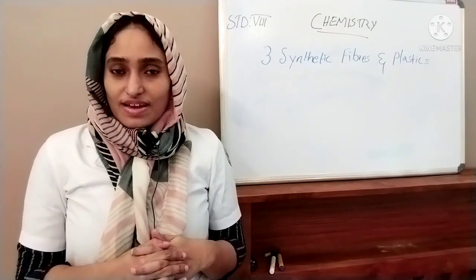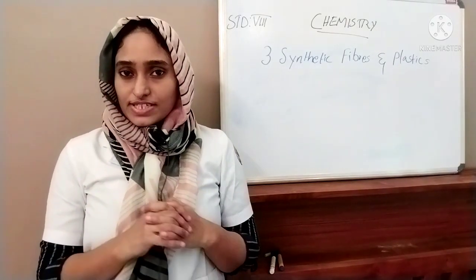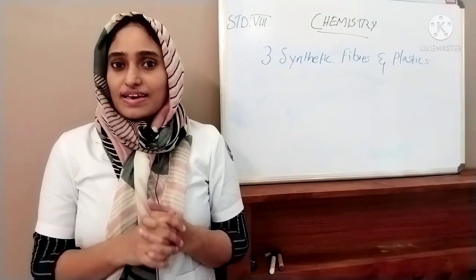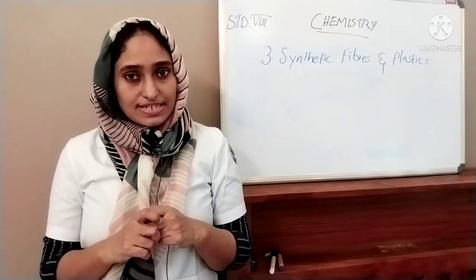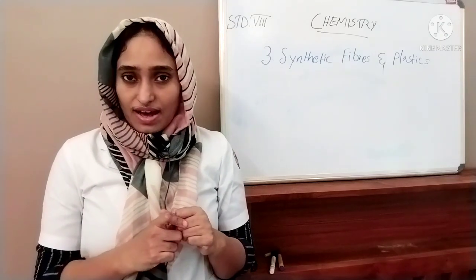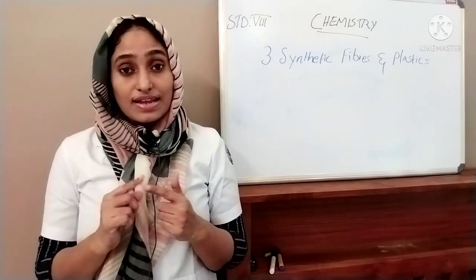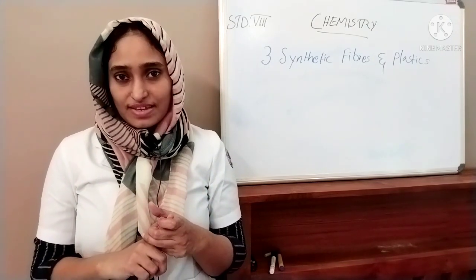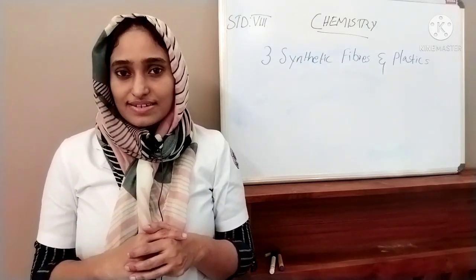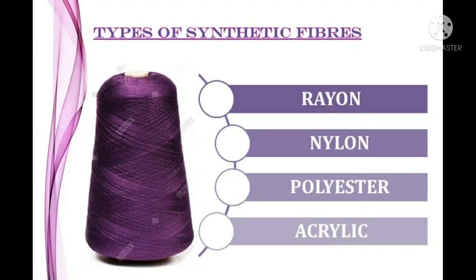Moving on, what are the different types of synthetic fibers? In this chapter, you have to learn about 4 types of synthetic fibers. They are rayon, nylon, polyester and acrylic. Let us learn about this in detail. Types of synthetic fibers.